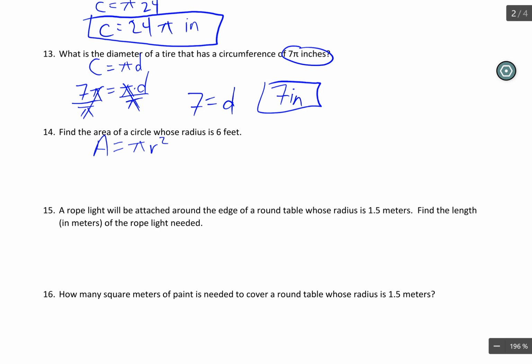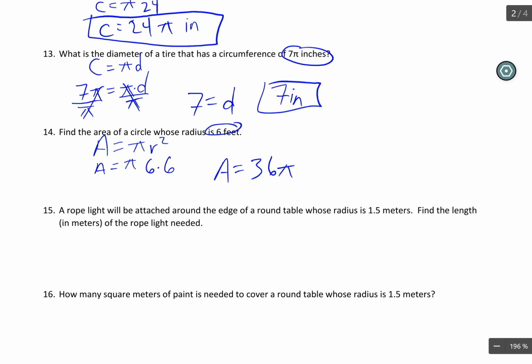Now I need to substitute what I know, so I don't know the area. But I do know my radius is 6 feet, so 6 squared is 6 times 6. So that gives me 36 times pi. And so my answer is going to be area equals 36 pi.